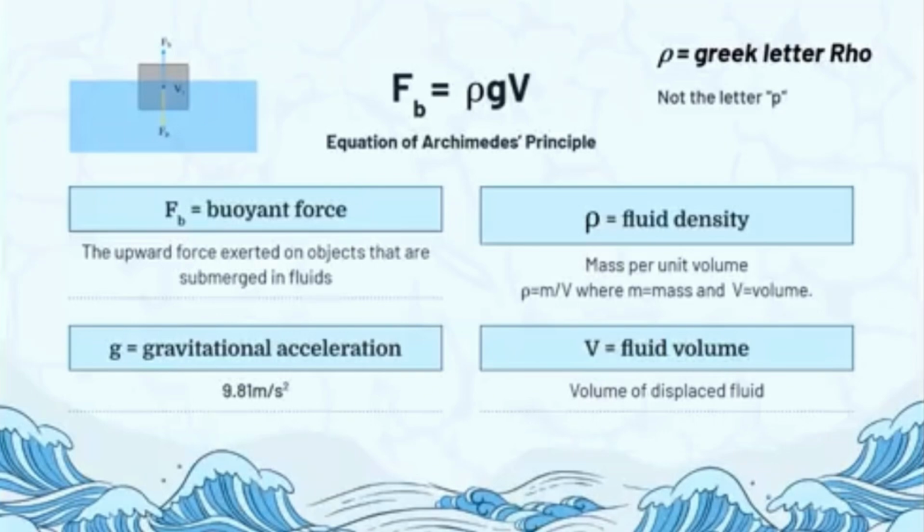And then V equals fluid volume, and that's the volume of the displaced fluid. So when you put a rock in a cup of water, the water level is going to go up because there is water being displaced, and that displaced water is what the fluid volume is. The reason you would want to use this equation is you can figure out that buoyant force, and if you know the gravitational force, you can compare it, and with that, you can determine whether or not an object will be able to float.